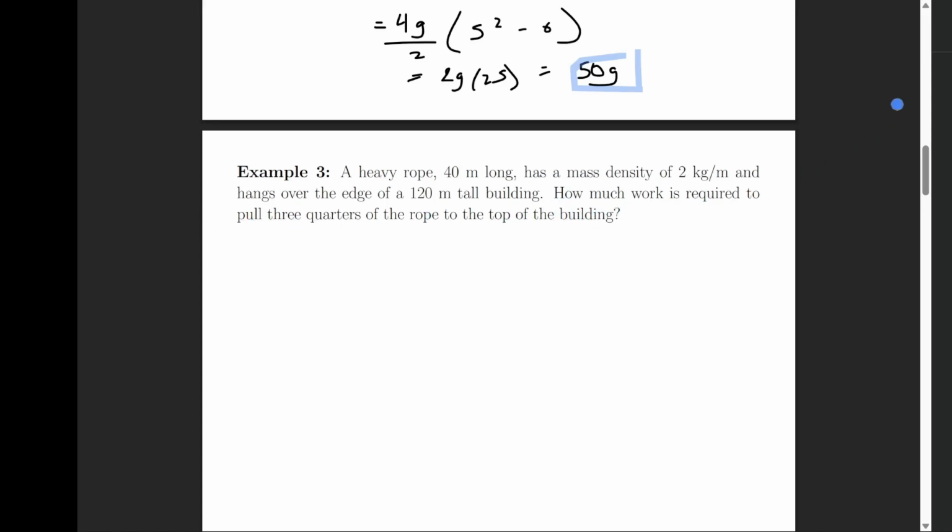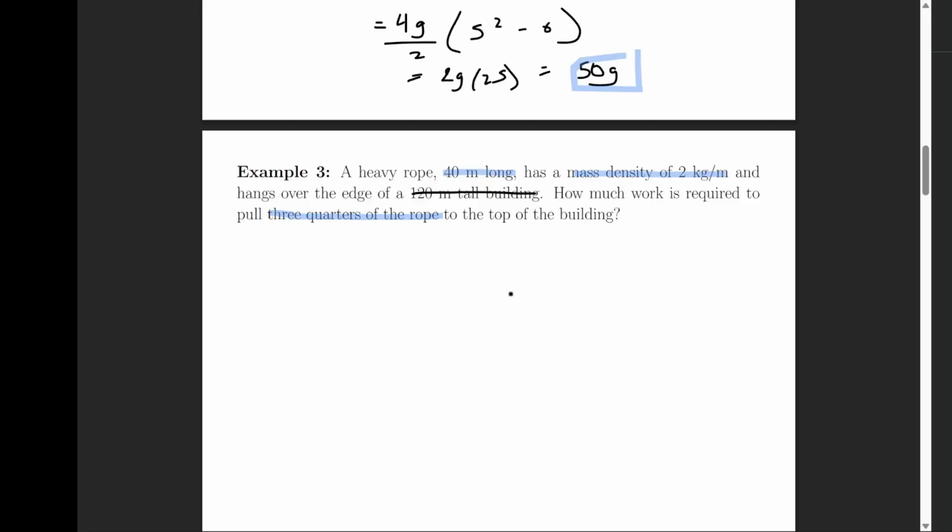Okay, so important information, right? The rope is 40 meters long and has a mass density of 2 kilograms per meter. The building height is not important. This is just telling us that the building is taller than the rope, so we can ignore that. And then how much work is required to pull 3/4 of the rope, so that's super important. So I'll draw the little picture.